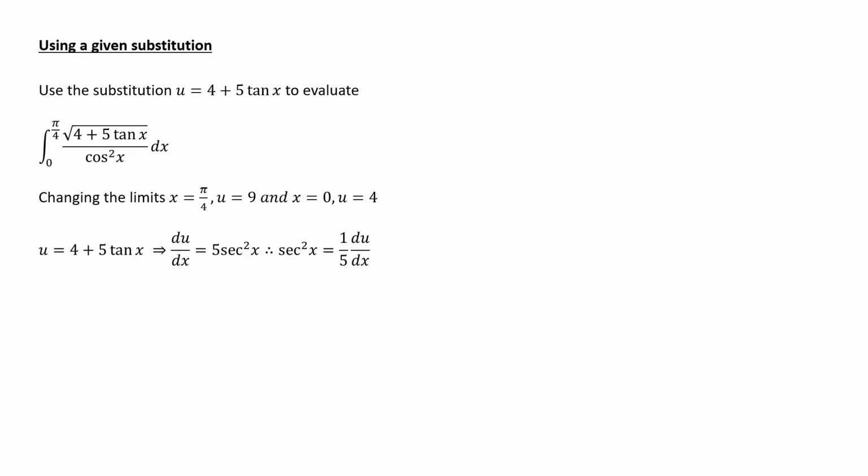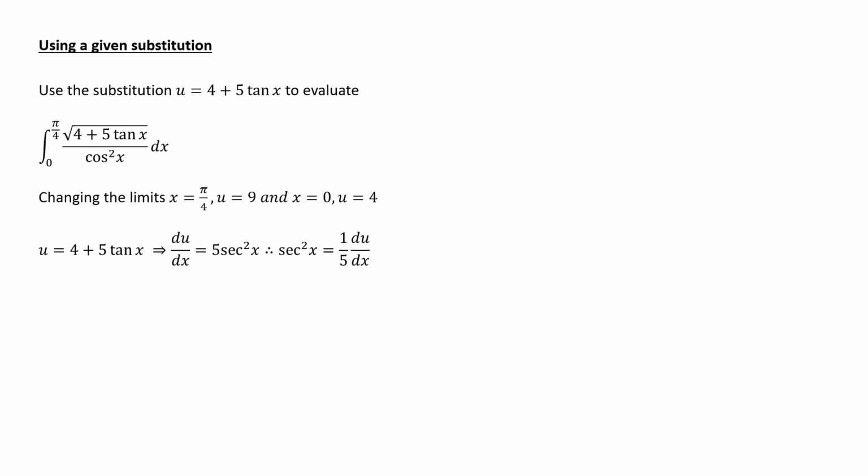So, use my substitution. If u equals 4 plus 5 tan x, then du by dx, the differential of u with respect to x. Clearly, the differential of 4 is nothing because it has no gradient function. Differential of 5 tan x is 5 sec squared x. That's in your formula booklet should you wish, but it is a good one to remember. And therefore sec squared x equals 1/5 du by dx.